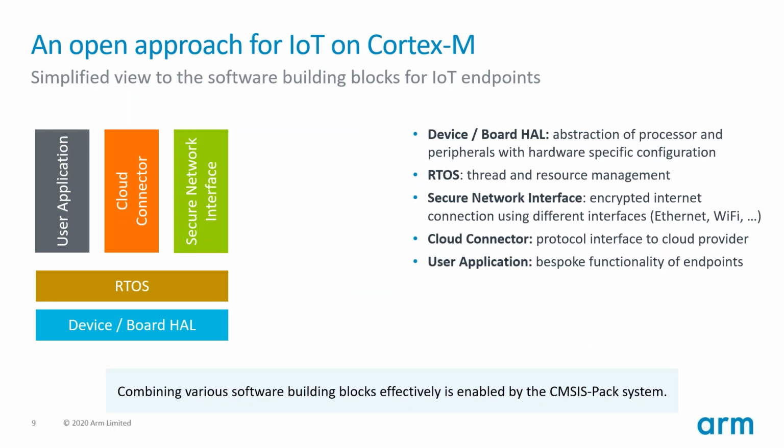This slide shows a simplified view of the software building blocks that are required for IoT endpoints. We start here with the device board hardware abstraction layer. This is the configuration for the hardware specific part of your device. It configures the processor and the peripherals. On top of this HAL, typically you run a FreeRTOS kernel. This gives you the thread and resource management of your system.